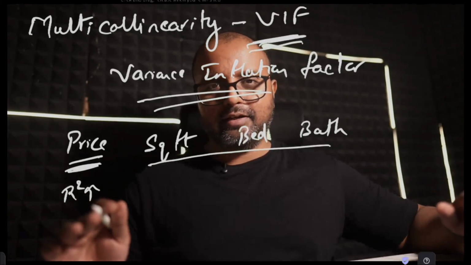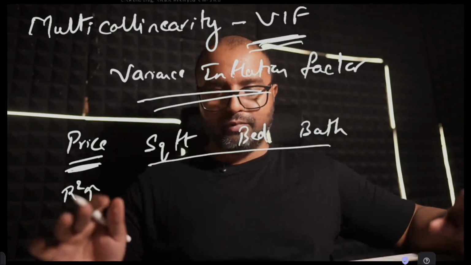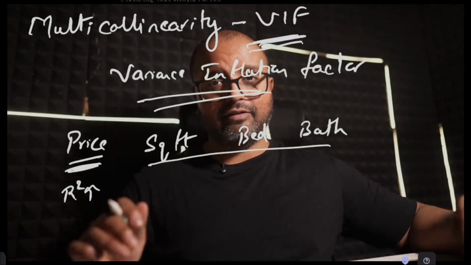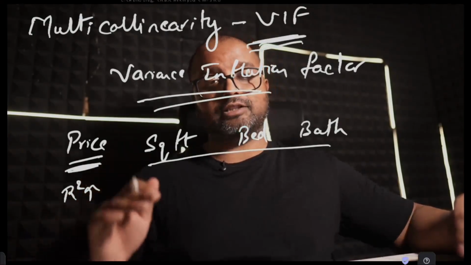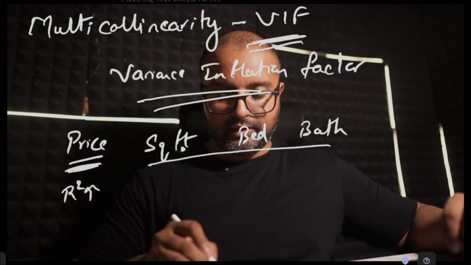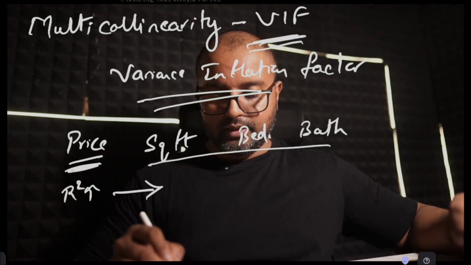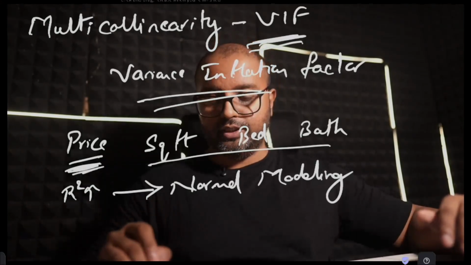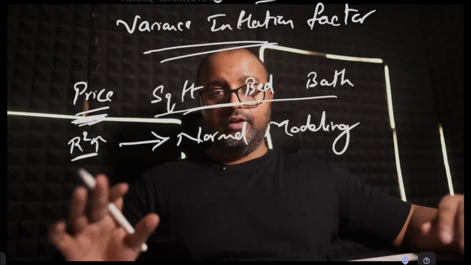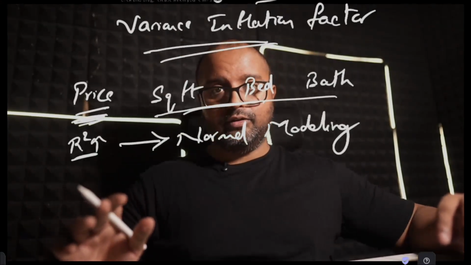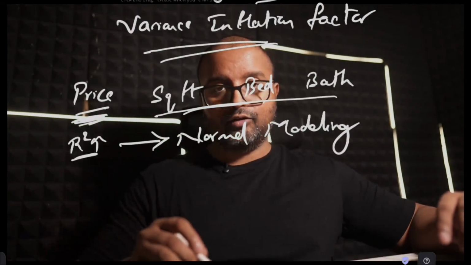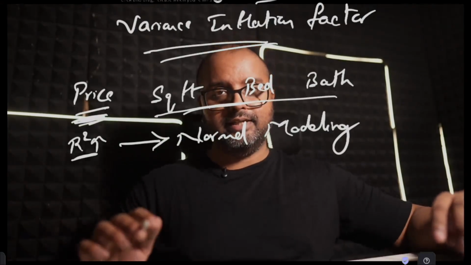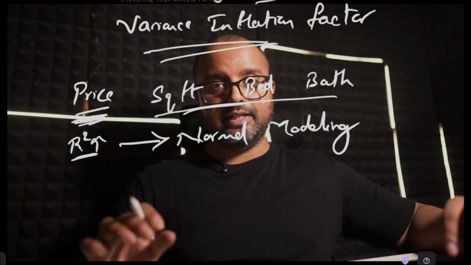And this is where beginners get stumped, because as we'll see in VIF, we actually want R squared to be as low as possible. So this is normal modeling, where we're trying to predict the price, we use all the features, and we want a high R squared. Now, when we look at VIF, what we're trying to do is leave out price completely, and see if one feature can be predicted by the other features.